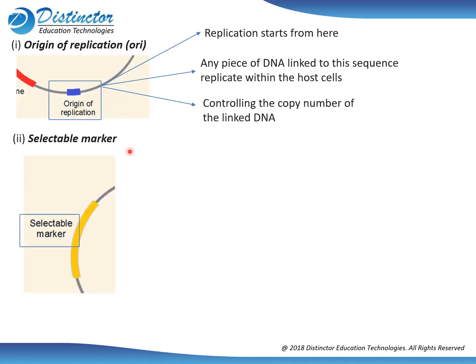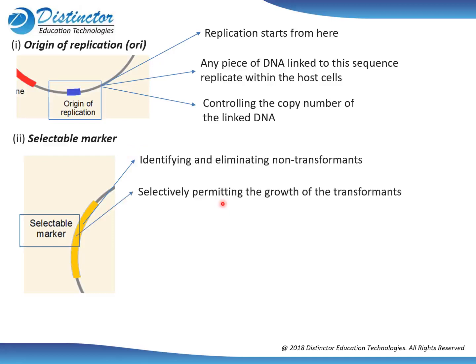The next one is a selectable marker. So what is a selectable marker? It is used to identify and eliminate non-transformants and selectively permit the growth of transformants. So what are transformants and non-transformants? Transformants are those that can transform from their original state into another state. The other name for a transformant is a recombinant. A recombinant is one in which we introduce the plasmid with a foreign DNA.